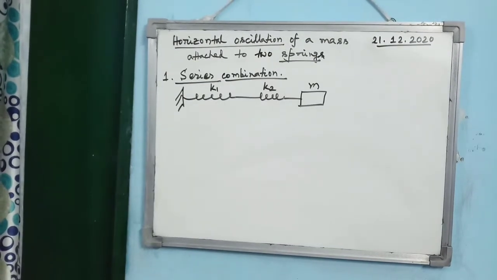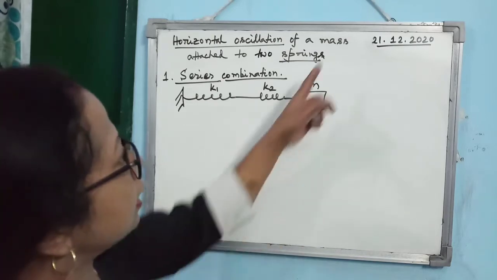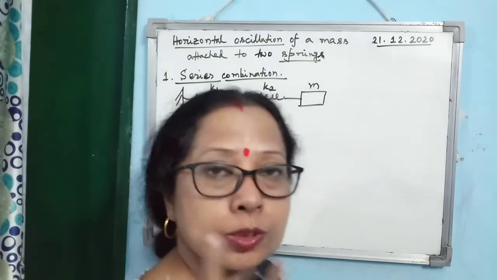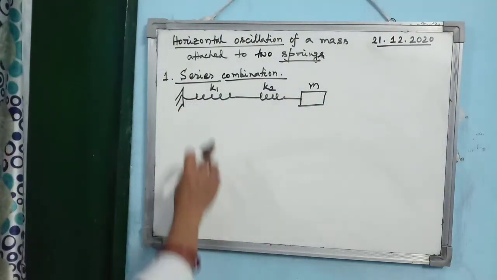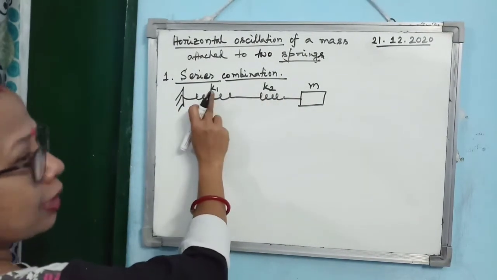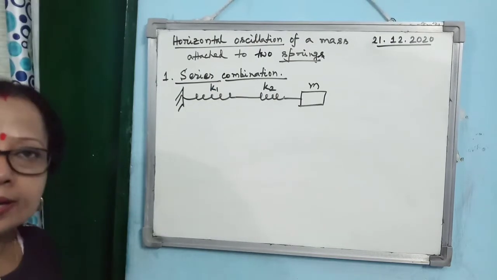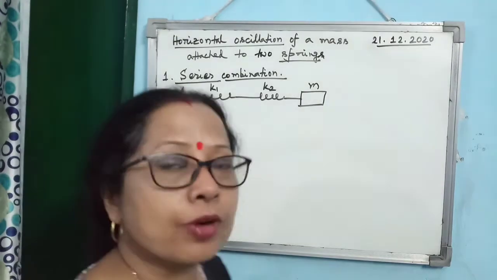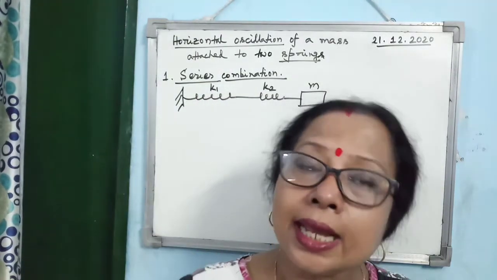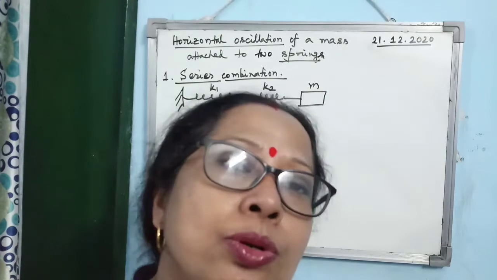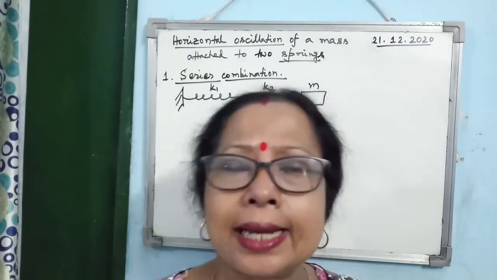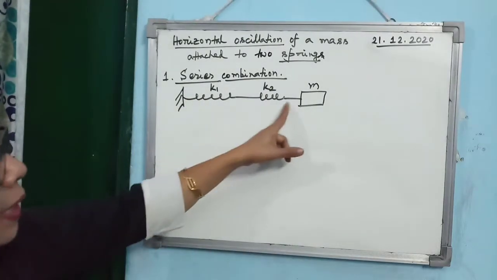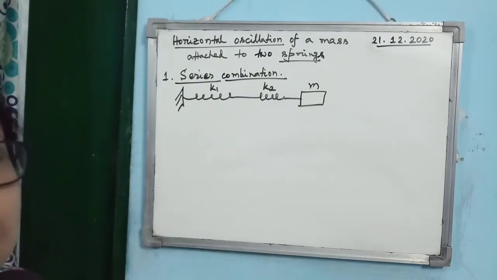Now we have to consider horizontal oscillation of a mass attached to two springs. There are two springs. Here you see in the diagram, the two springs have different spring constants k1 and k2. These two springs can be attached in two types of combination, series combination and parallel combination. As you know, series combination means one after another. So here you see this combination is known as the series combination. Clear?